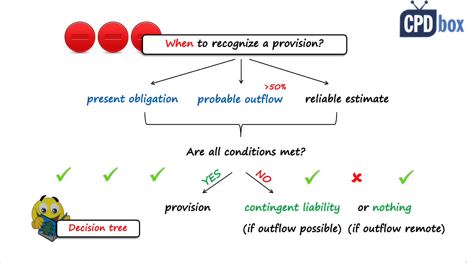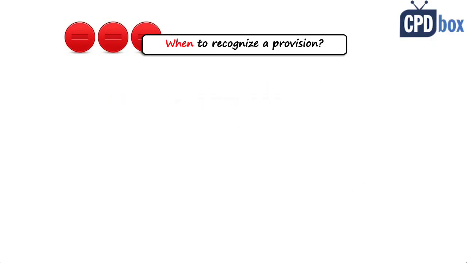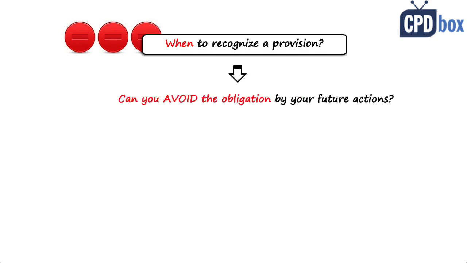If you find yourself in a situation when you're questioning whether to book a provision or not, you should ask yourself one simple question, and the answer will guide you. Can you avoid the obligation by some future actions? If yes, then do not recognize any provision because it means that there is no past obligating event.